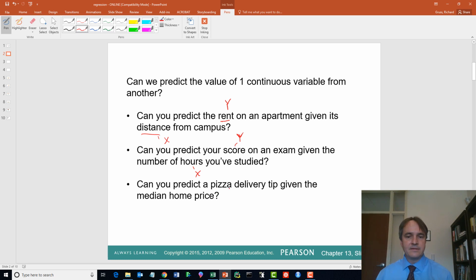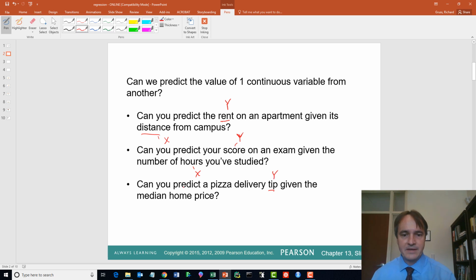Can you predict a delivery tip given the median home price? This example comes from one of my previous students who felt quite sure that there was a very strong positive relationship between the tip that you can expect and the median home price of the neighborhood that you are delivering to. He also said that there was a strong relationship between whether the person who answered the door was male or female. But we'll look at binary variables two lessons from now. So, we've looked at relationships between, okay, well, I might as well just for completeness mark this.